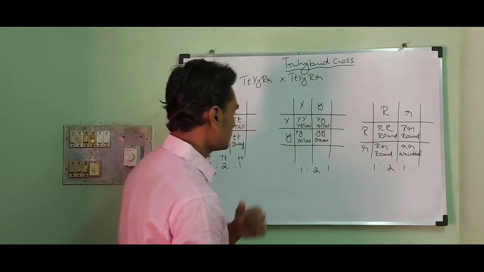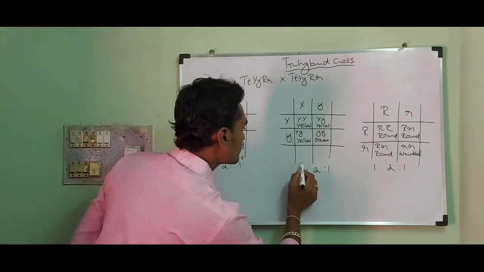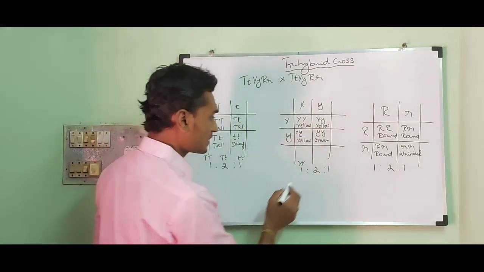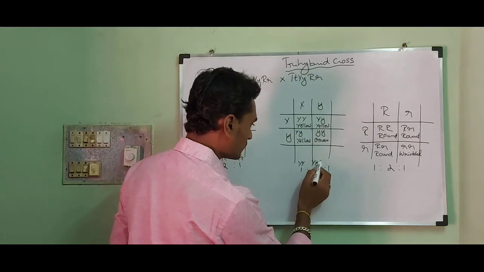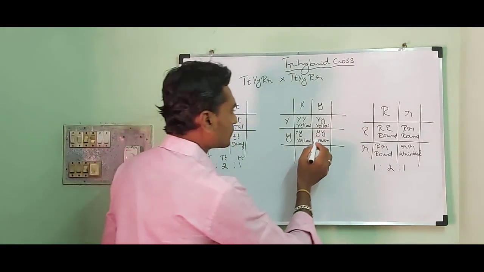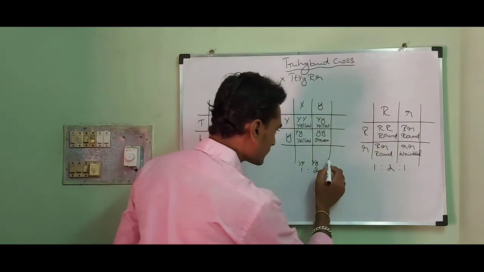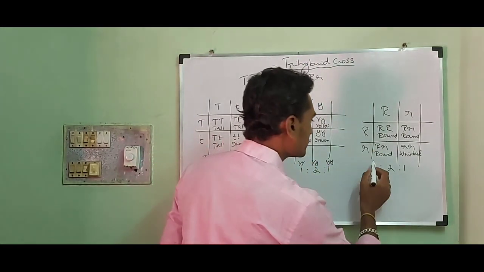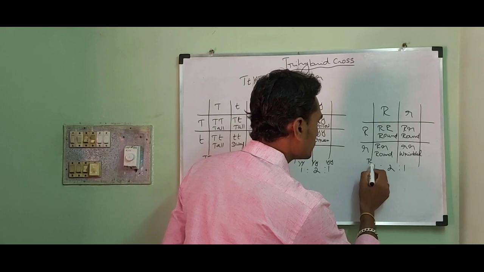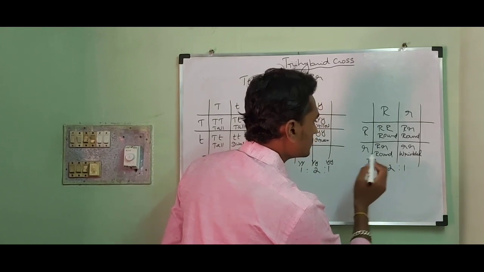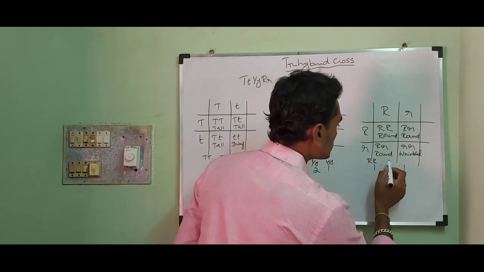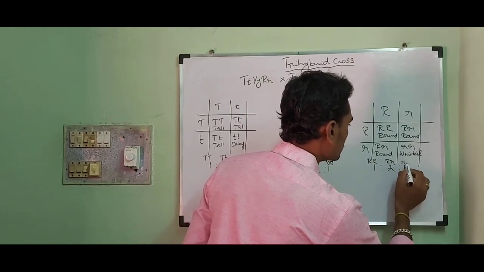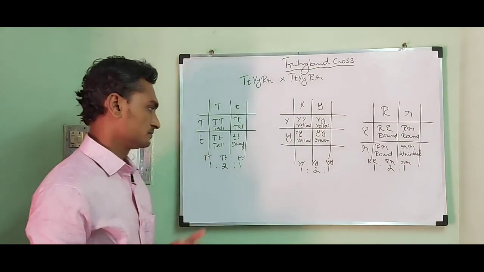Then for this, homozygous dominant is only 1, capital Y, capital Y. Heterozygous dominant is capital Y, small y, 2 numbers. For homozygous recessive, only 1, small y, small y. For this homozygous dominant is only 1. For this, 2 numbers are present, they are capital R, small r. For this only 1, the recessive character is only 1.